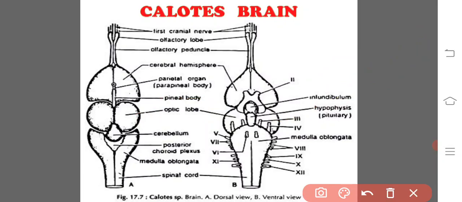Then coming to the hindbrain or rhombencephalon, the hindbrain consists of a narrow and non-convoluted metencephalon, otherwise the cerebellum. The roof of the metencephalon is thin and non-nervous, but the floor is thick. And a long myelencephalon or the medulla oblongata, which continues posteriorly with the spinal cord.